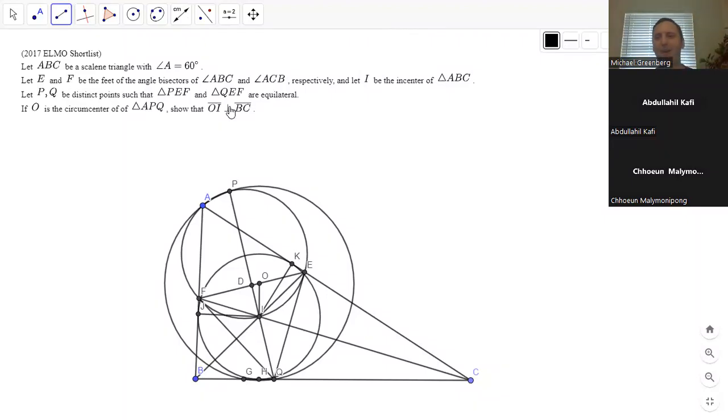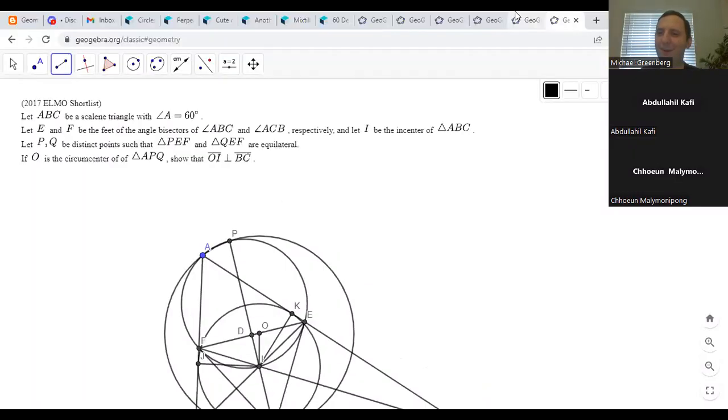We're out of time, so I'm not going to type it up. But yeah, we solved all the Elmo problems. I'm very, very proud of all of us.